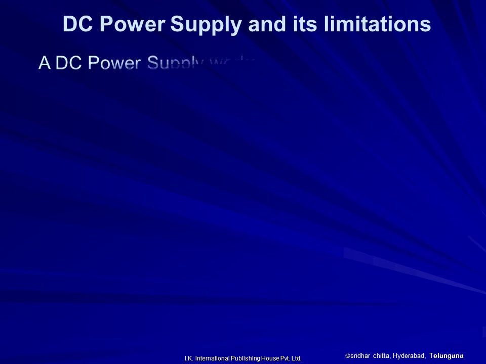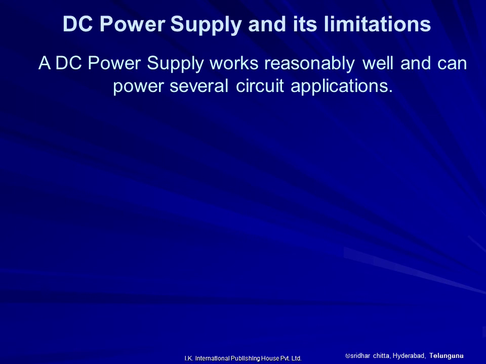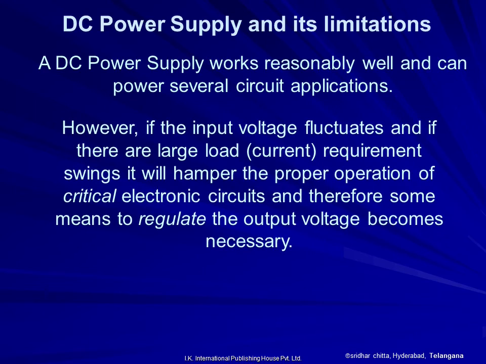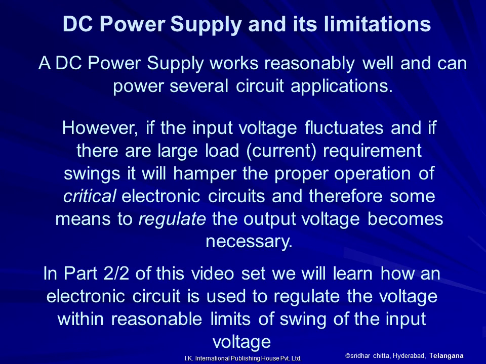A DC power supply works reasonably well and can power several circuit applications. However, if the input voltage fluctuates and if there are large load current requirement swings, it will hamper the operation of critical electronic circuits, and therefore some means to regulate the output voltage becomes necessary. In part 2 of this video set, we will learn how an electronic circuit is used to regulate the voltage within reasonable limits of swing of the input voltage.